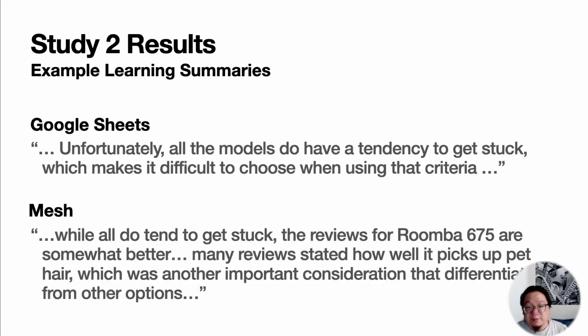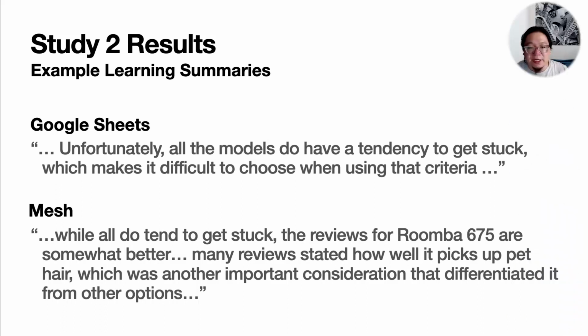So here are 2 example summaries that were representative of the 2 conditions. The one on top is from the baseline condition. You can see here the summary focused more on how all of the options were very similar and highly rated, and it can be difficult to tell them apart. Whereas the second one from a participant who used MASH, this person was able to point out meaningful differences that he or she saw in data.